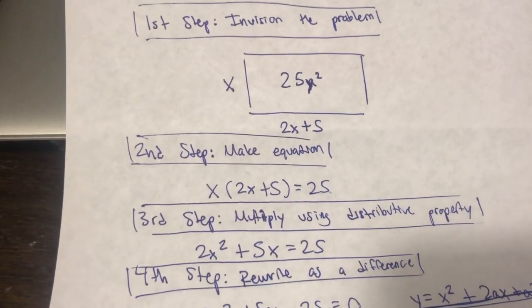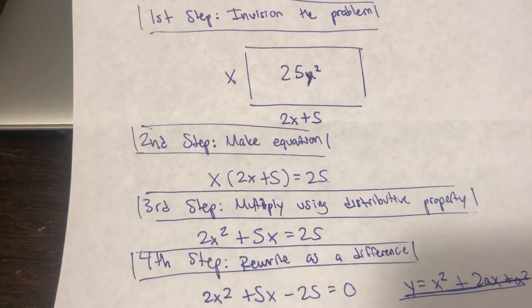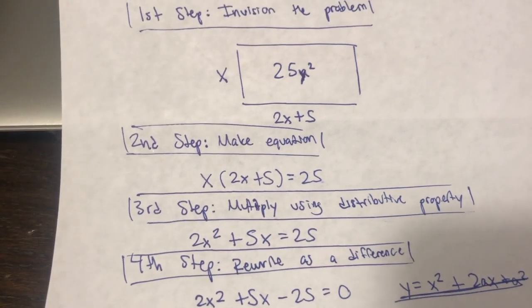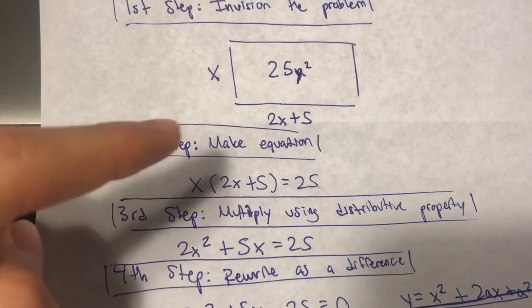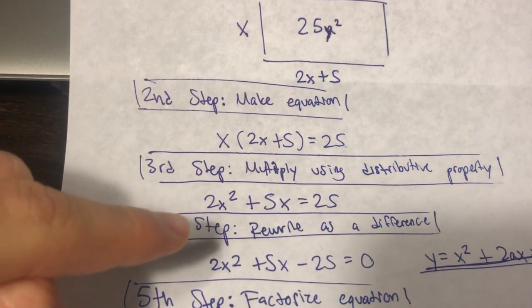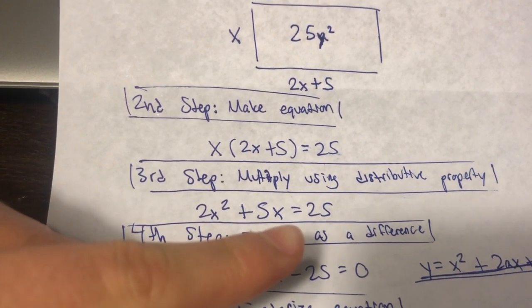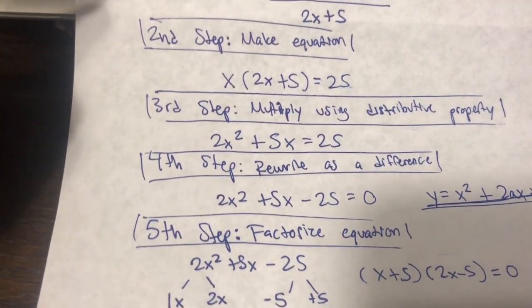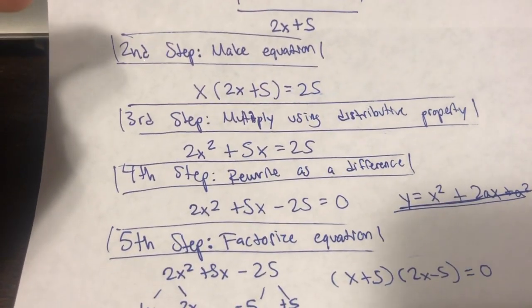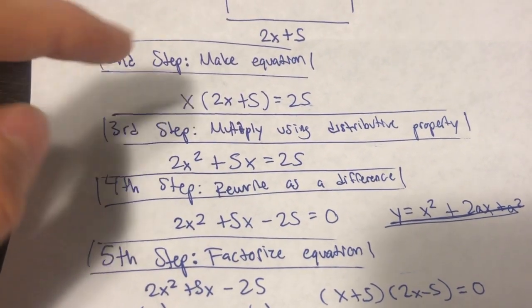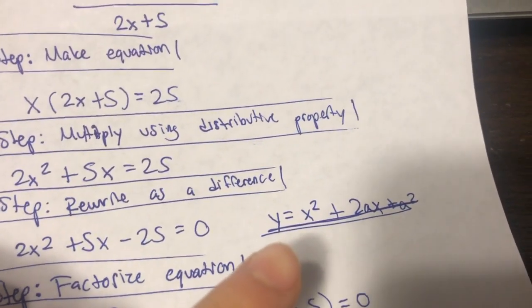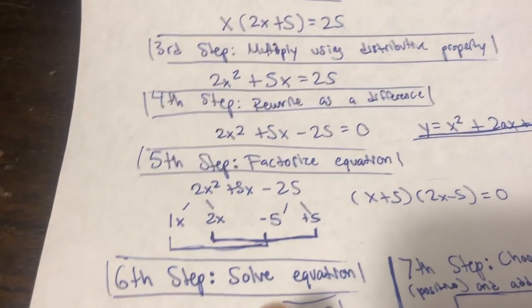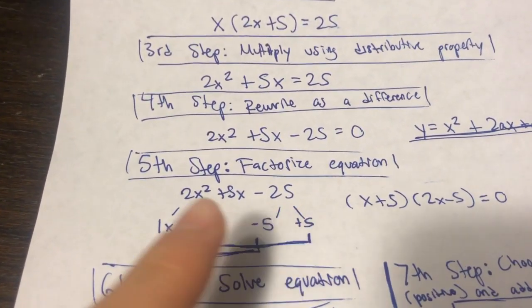Okay, so now we solve it by using distributive property. So we multiply x times 2x and x times 5. So we get 2x squared plus 5x equals 25. Okay, now to our fourth step, we rewrite it as a difference. Okay, so we move everything to one side, and then we use again our quadratic formula. So now our fifth step is to factorize the equation.